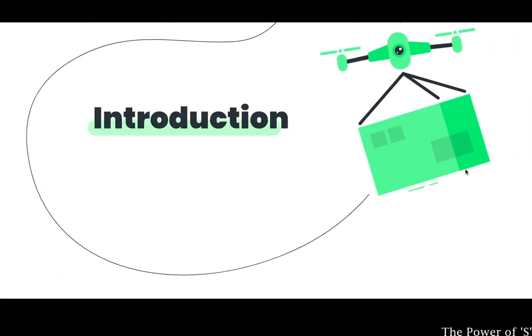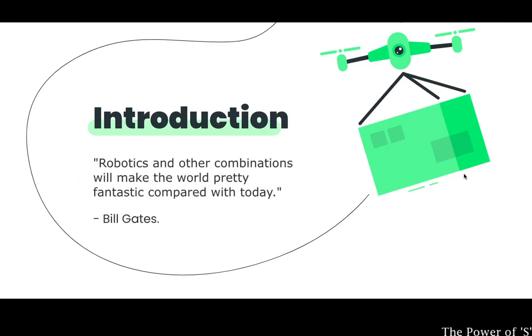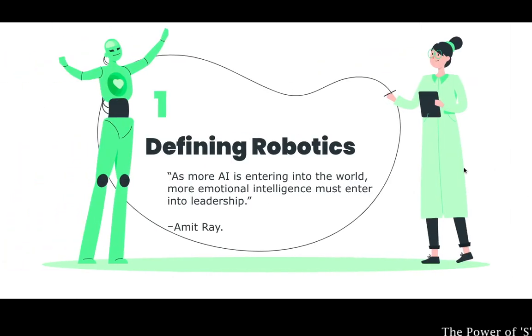Introduction. I'd like to present you a quote by Bill Gates. Bill Gates said that robotics and other combinations will make the world pretty fantastic compared to today. This is what he said. I thought it was quite nice.